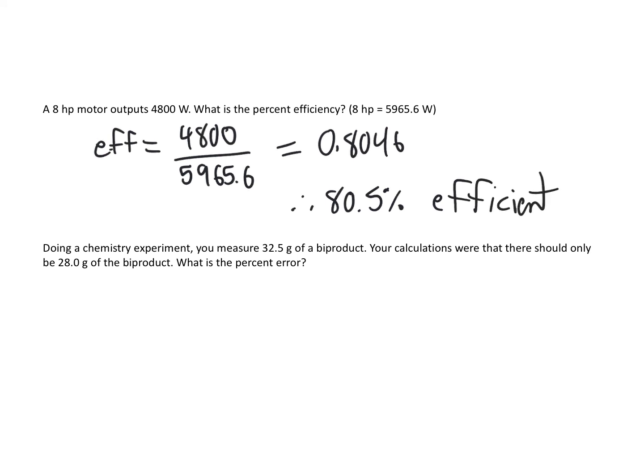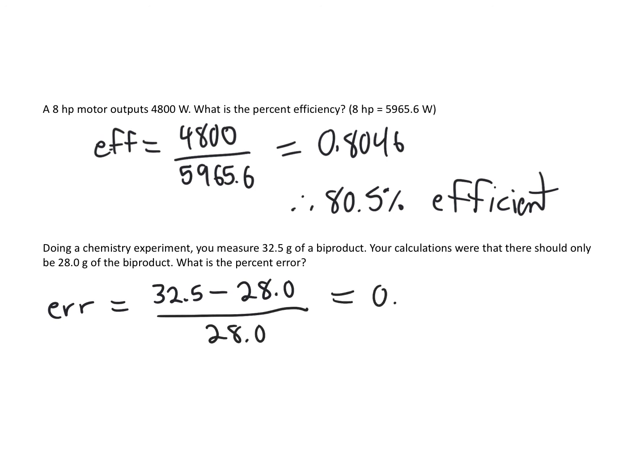Last example is percent error. Percent error is very similar to percent change. Now with percent error, you do the measured value minus the calculated value divided by the calculated value. This will give us 0.1607, so there is a 16.1% error.